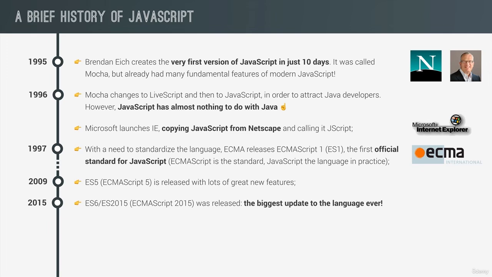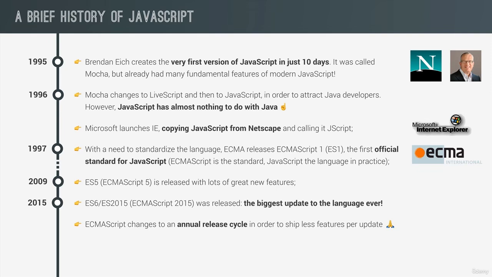Now, you will also see ES6 being called ES2015, which is actually the official name, but most people just call it ES6, and so that's what I'm going to do here as well. The reason for ES6 being called ES2015 officially is that in 2015, ECMAScript changed to an annual release cycle. So right now, there's going to be a new release every single year.